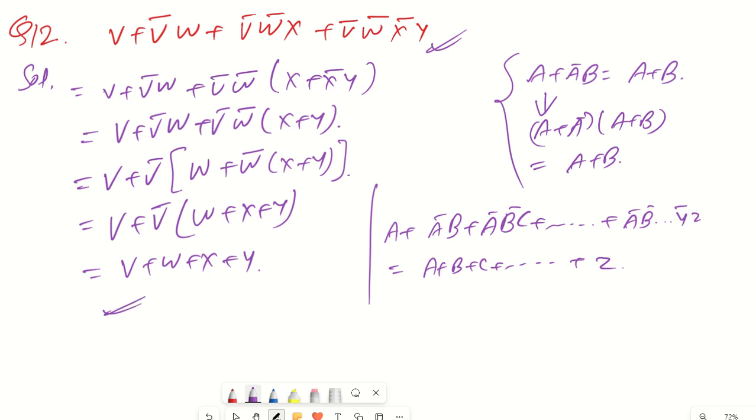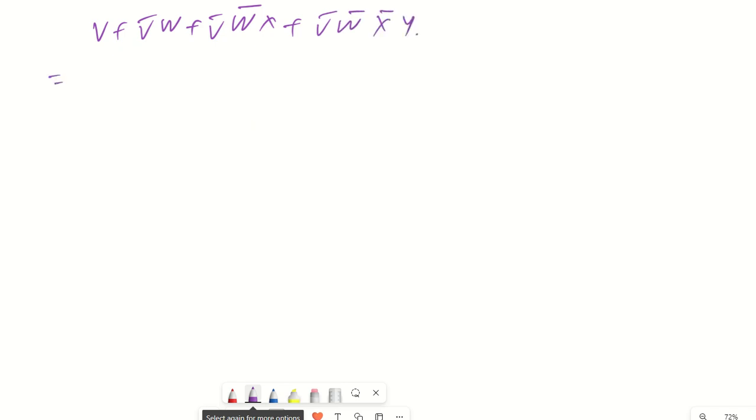One more method, if you want, let us say you are not able to solve it from the last methods. So let's solve it with another method. So what was the expression? V + V̄W + V̄W̄X + V̄W̄X̄Y. It is not about like if I teach you some method, you have to stick to that. GATE is all about research and development. If you are able to apply your understanding, your core ideas, then it is more than enough.